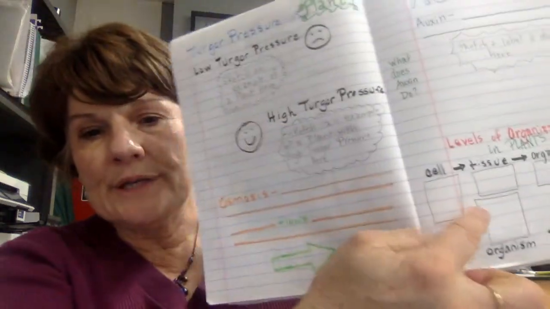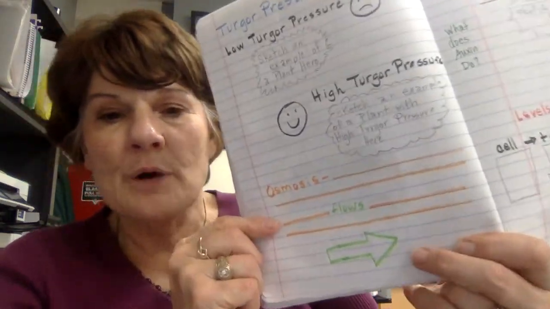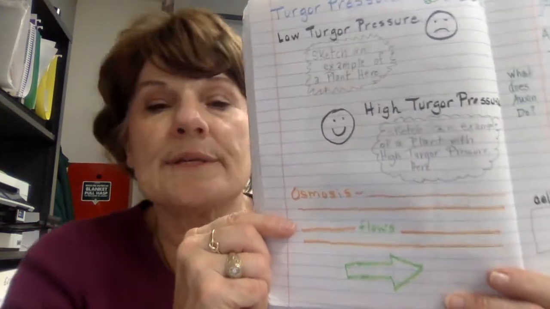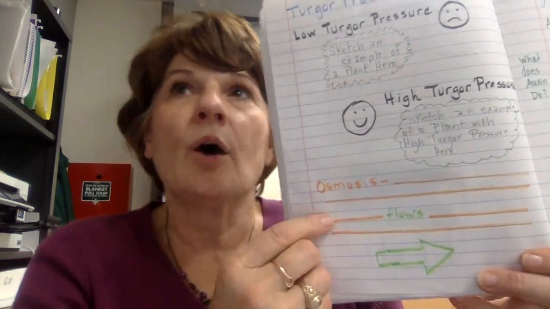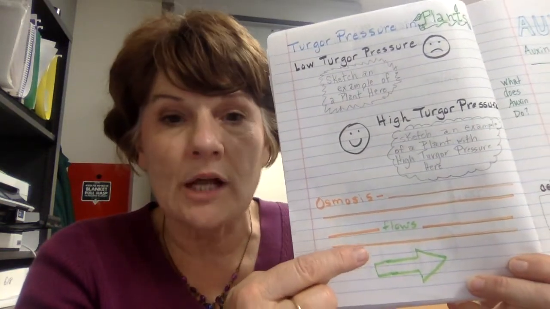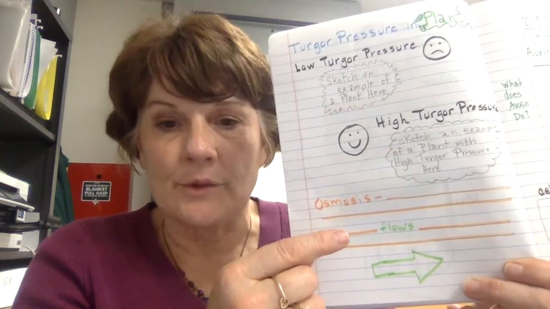Down at the bottom, you need to tell me, osmosis. So osmosis is the flow of water through the cell membranes, and it always flows from low solute to high solute. So let me show you a picture of this.